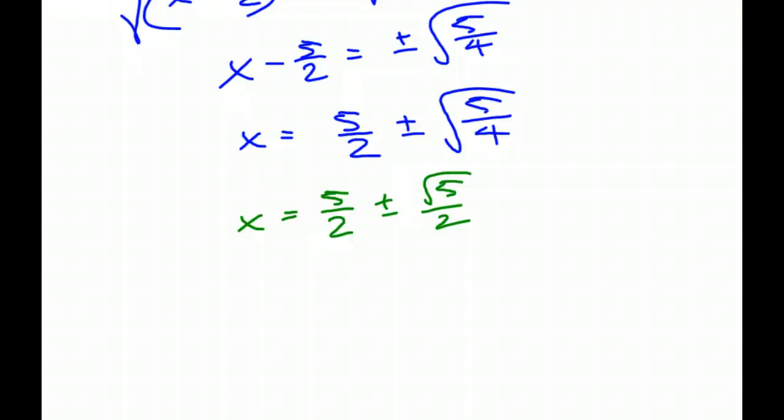Not too terribly bad. 5 halves plus or minus the square root of 5 over 2. Can you combine those? They have common denominators. No, you can't, because you can't add a number with a radical, even though they're both numbers.